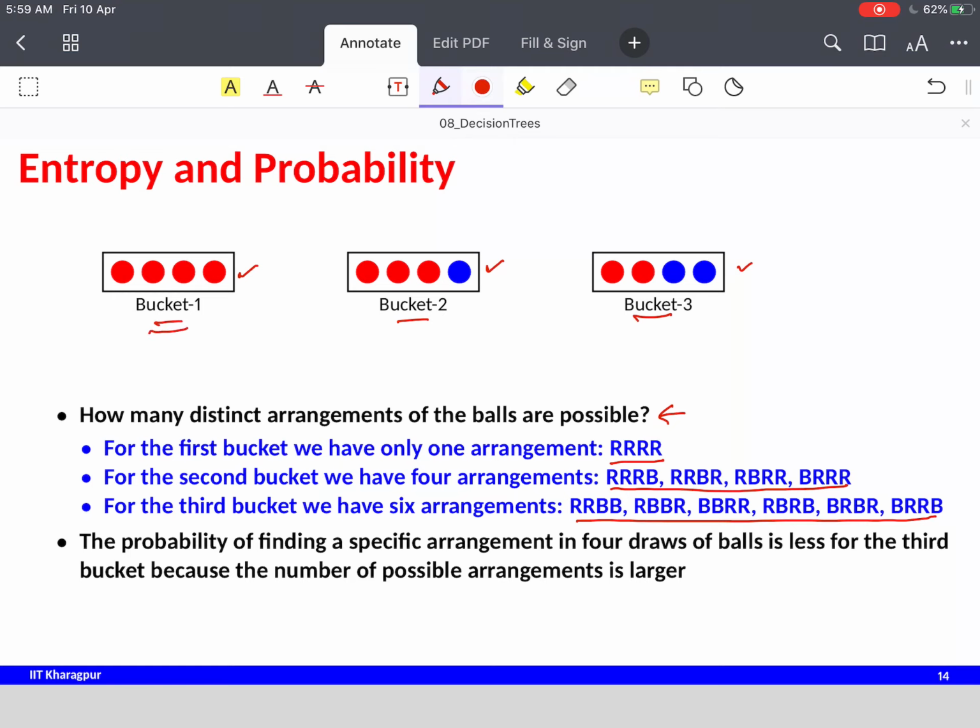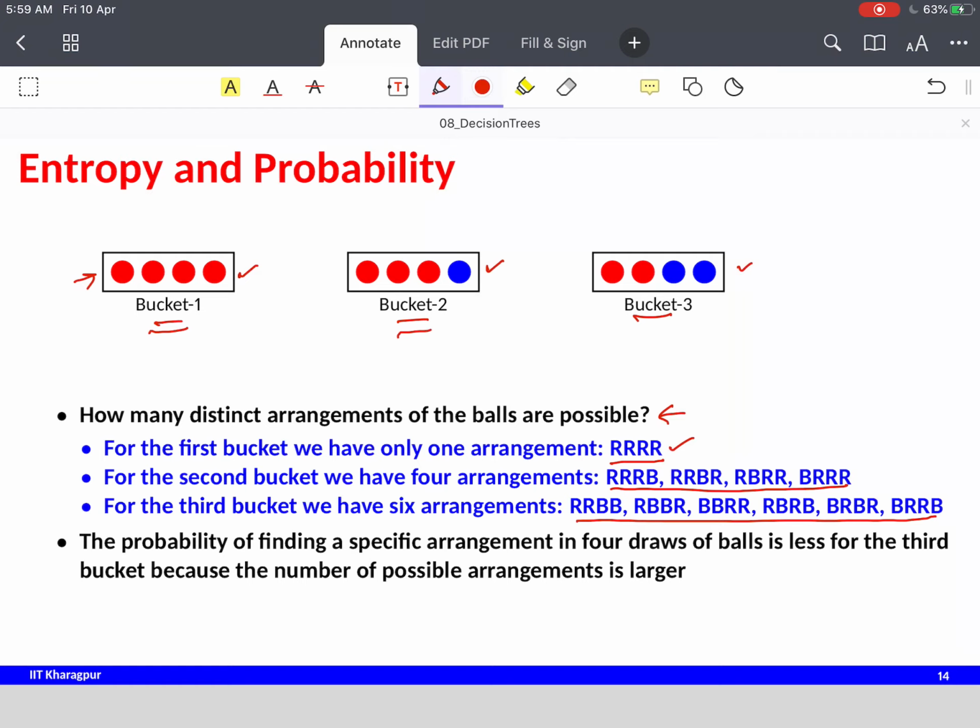So the thing is, if I draw a ball from bucket 1, I will always get a red. So effectively I will be able to reproduce the whole sequence by drawing 4 balls, because I have only one arrangement of the balls.